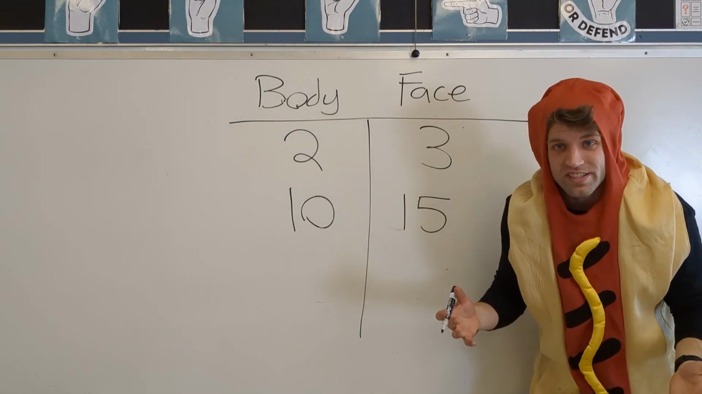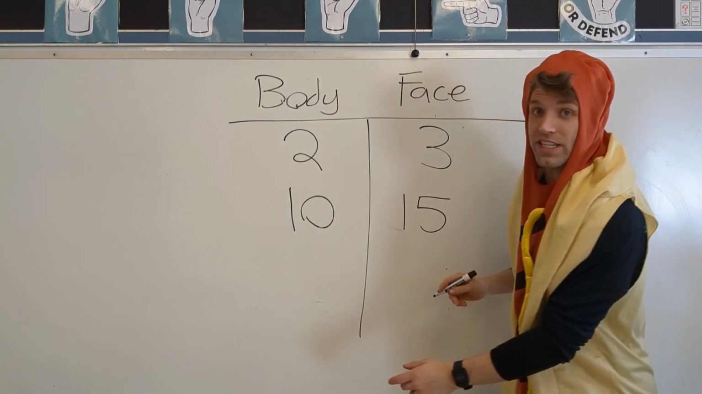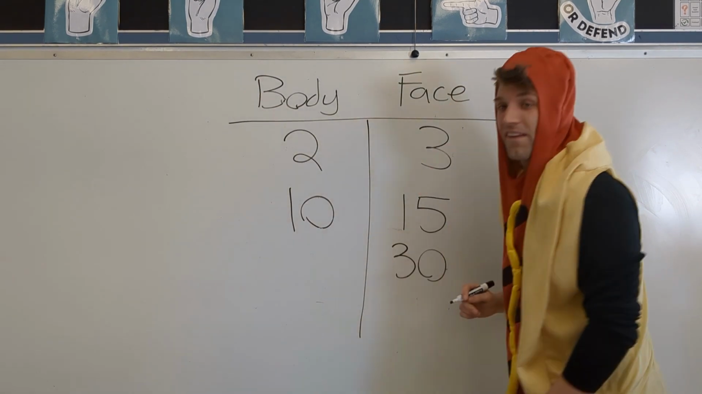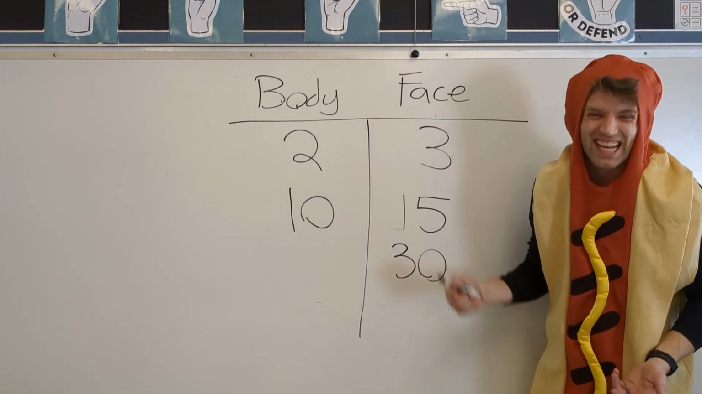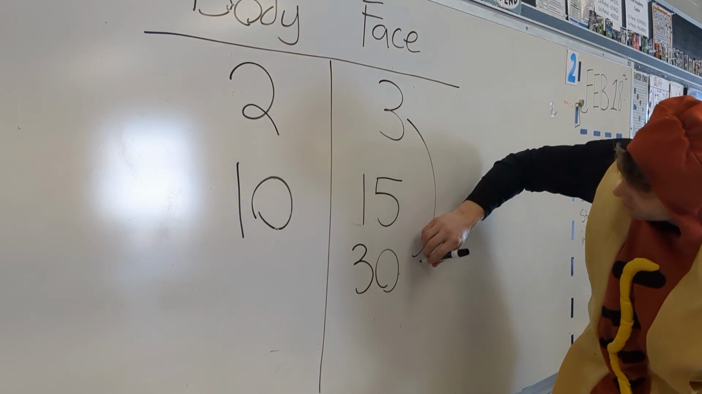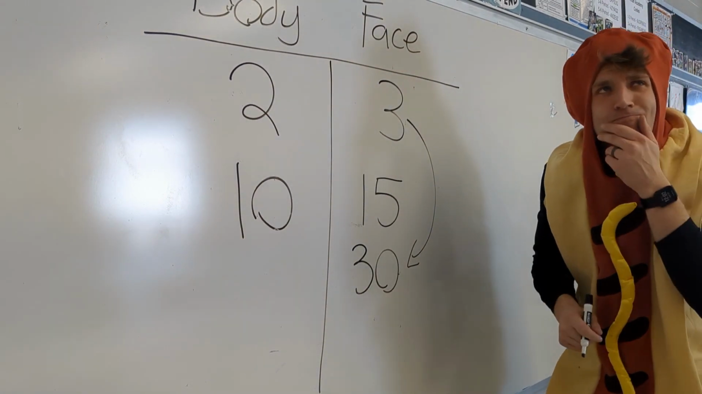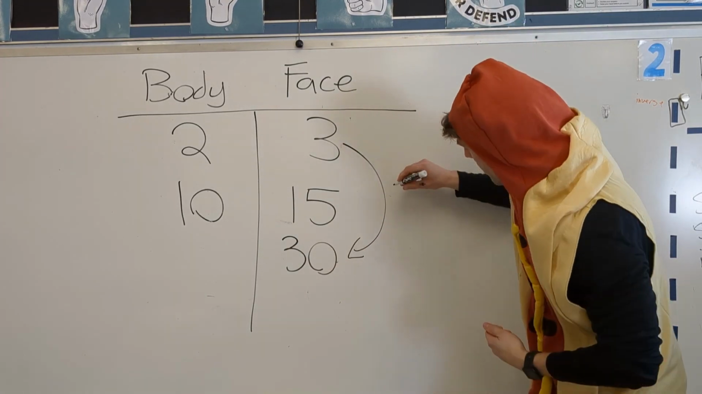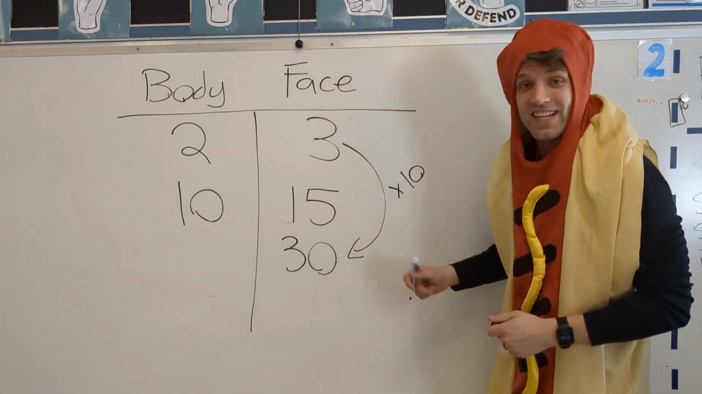Now, what if I were to say, when I get hit in the face 30 times, how many times did I get hit in the body? Well, let's start here. What did I do to 3 to turn it into 30? Bingo! We multiplied it by 10.